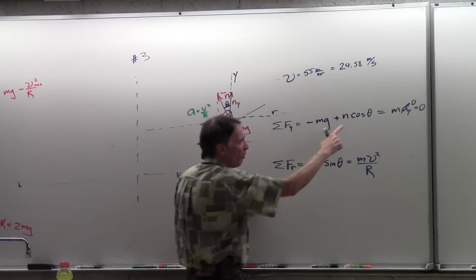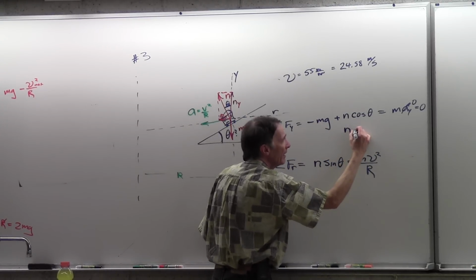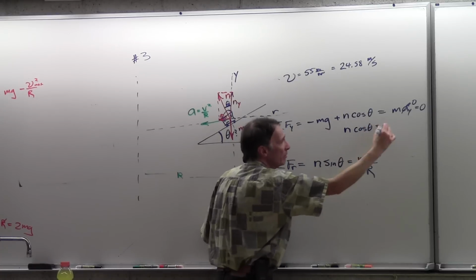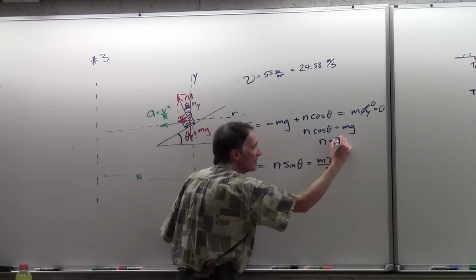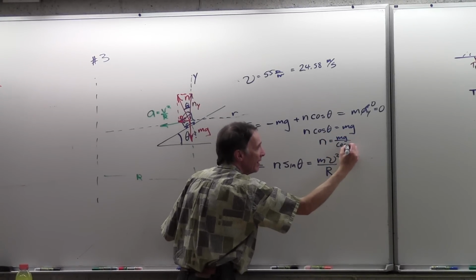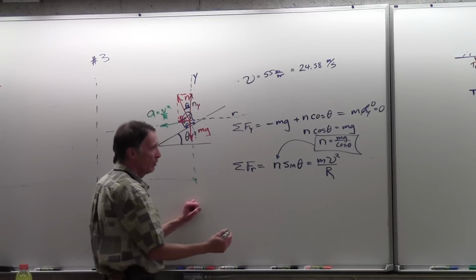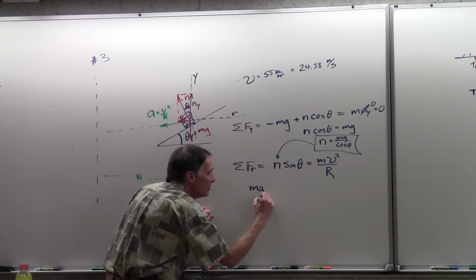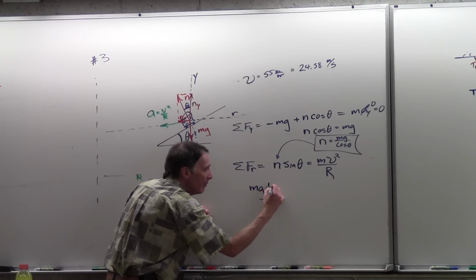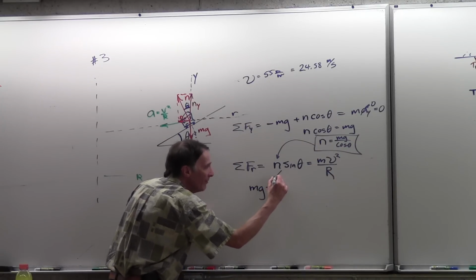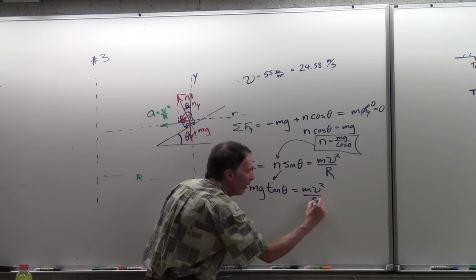What I can do in this one is solve for the normal force. I'll take mg over to the other side. N times the cosine of theta is equal to mg. And divide by the cosine of theta. So the normal force is mg over the cosine of theta. I'll use that and plug that into my radial equation. So I'm going to have an mg, and I've got a sine, and I'm going to have another cosine. This is going to become the tangent of theta, is equal to mv squared over r.